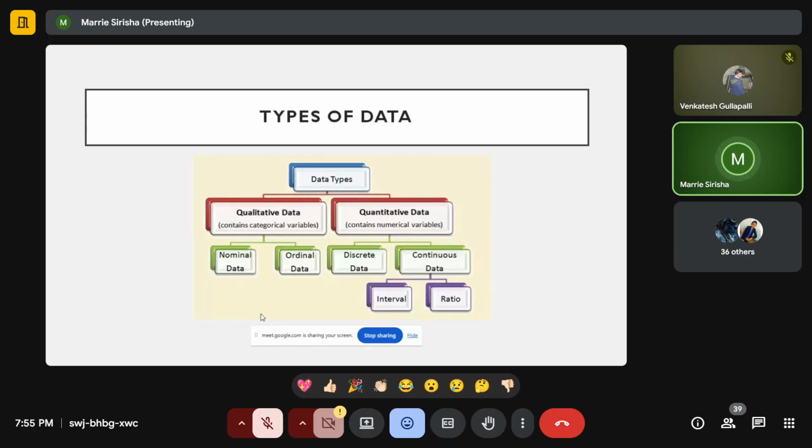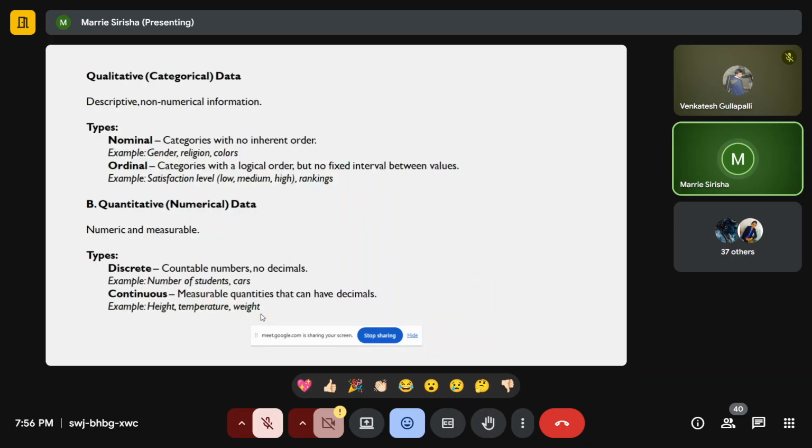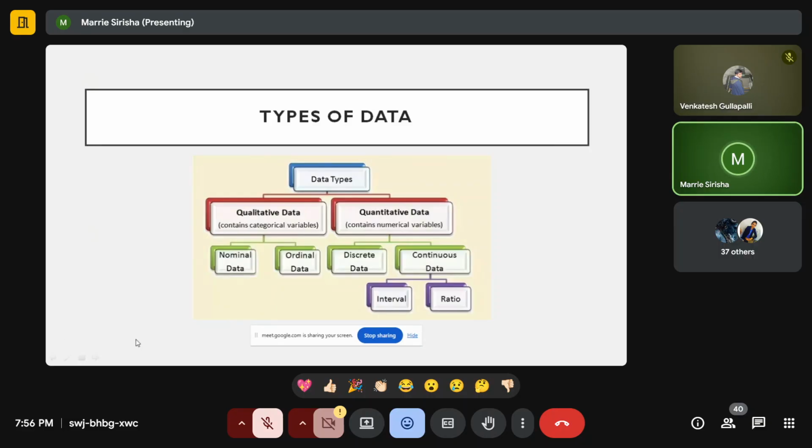Qualitative data has nominal data and ordinal data. This we will see in the next slide. I'll explain it in the next slide, but I'm just explaining how the data is divided. And in quantitative data you have two types, that is discrete data and continuous data. And in continuous data also you have interval, ratio, etc. If you go on, the data has a vast number of types. Okay, here we will learn about these types in the next slide. As I told you, first one is qualitative data, right?